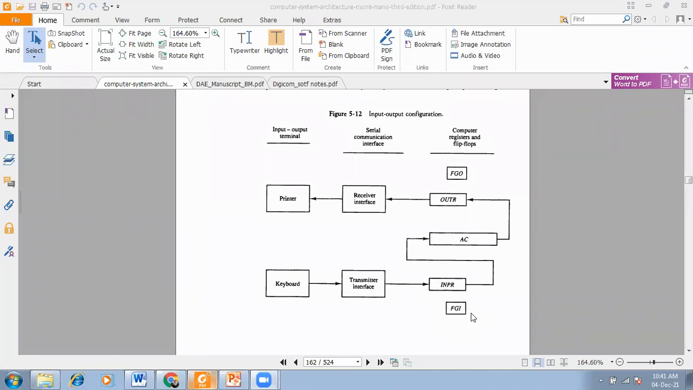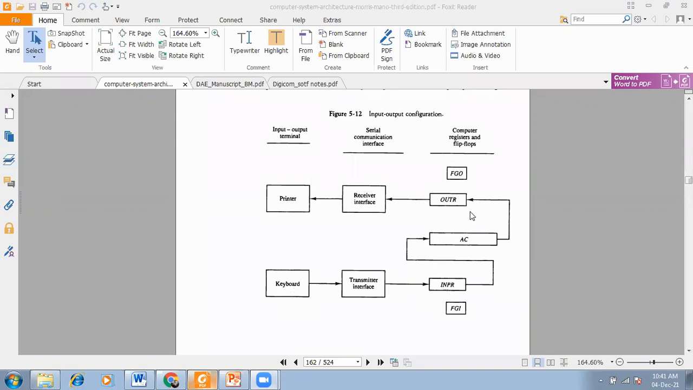If this flag register is 0, then we will have the chance to receive data from the input device. If FGI is equal to 1, the computer will assume that data communication is taking place between the accumulator and the input register. So at that time the keyboard never sends data to the INPR. This is all about the communication here.